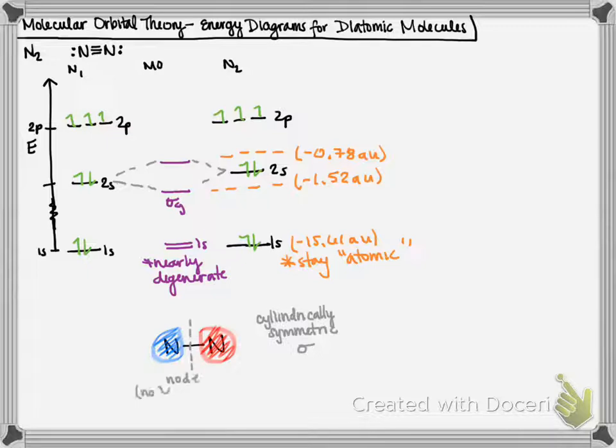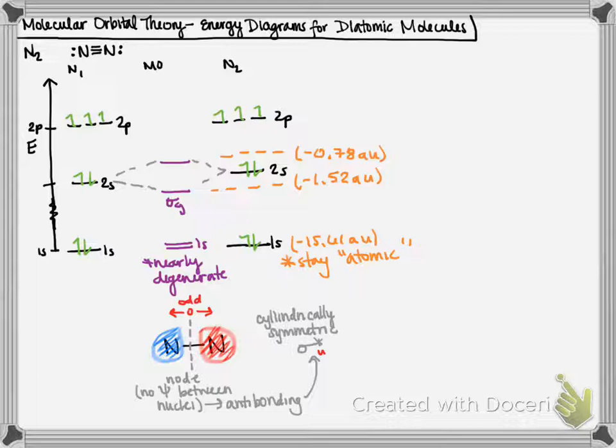If we draw a line down the middle, we see there's a node in between the two nitrogens, which means there's no wave function or no probability of finding an electron between the two nuclei, which means this is an anti-bonding orbital. So we're going to signify anti-bonding by putting an asterisk next to the orbital type. So this is a sigma star.